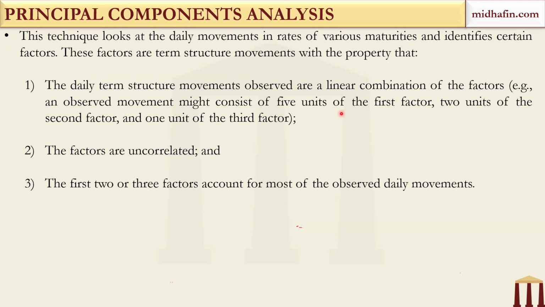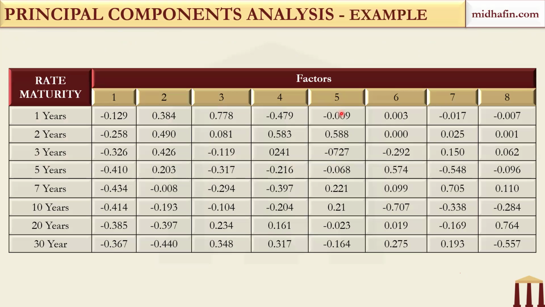I'll give you an example. Let's say you have exposure to these rates: 1 year, 2 year, 3 year, 5 year, 7 year, 10, 20, 30 years. These are the rates to which you are exposed. So basically you can say that there are 8 risk factors to which my portfolio has exposure. Let's say you have 8 zero coupon bonds with maturities of 1, 2, 3, 5, 7, 10, 20, and 30 years. That means they have exposure to each of these rates. So these are my risk factors.